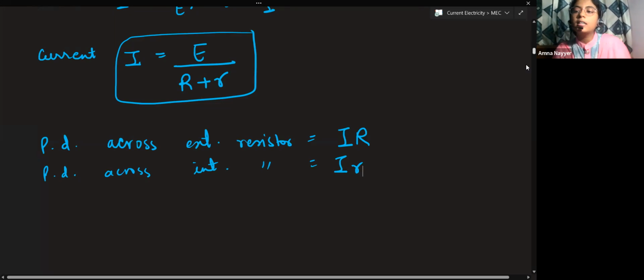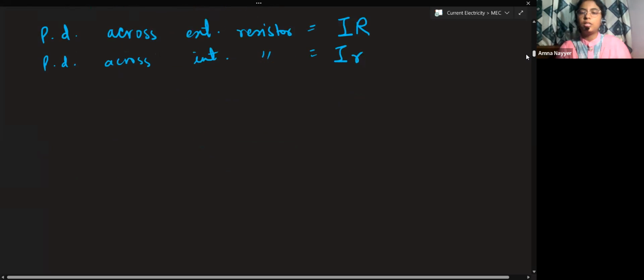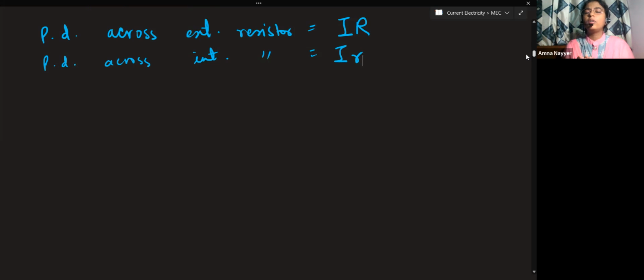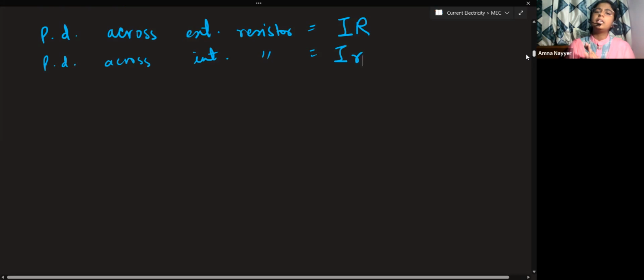Now, if you are asked to write down the terminal potential difference, EMF is already given. You need not calculate EMF. EMF's different formulas are involved when we do magnetics, because of the motion of charges, you will get induced EMF. So you have EMF till AC, and you also have a chapter, electromagnetic induction, so there we'll deal with all these things.